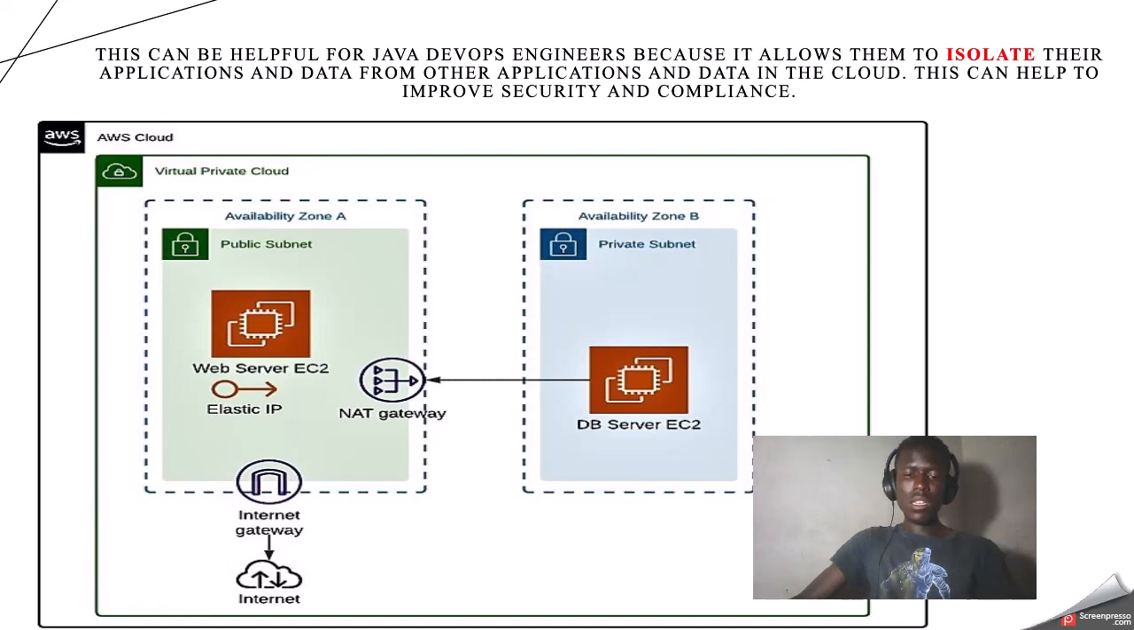In a nutshell, here are some use cases for which Java DevOps engineers can utilize AWS Virtual Private Cloud. 1. To isolate development, staging, and production environments. 2. To create a secure environment for storing sensitive data. 3. To comply with industry regulations such as PCI DSS and HIPAA. 4. To improve performance by reducing network latency. And finally, to simplify network management by centralizing configurations.